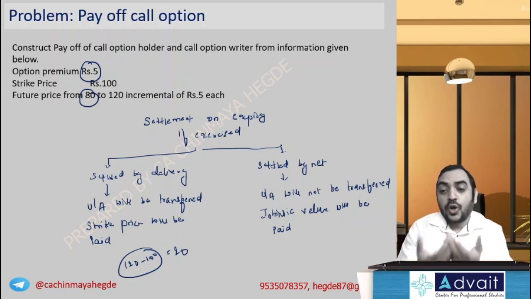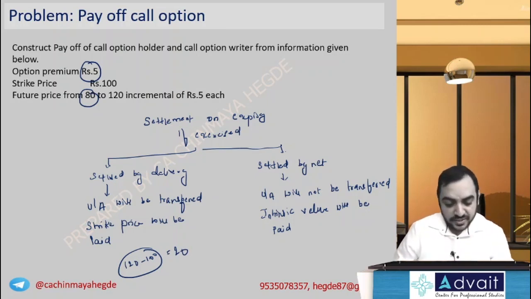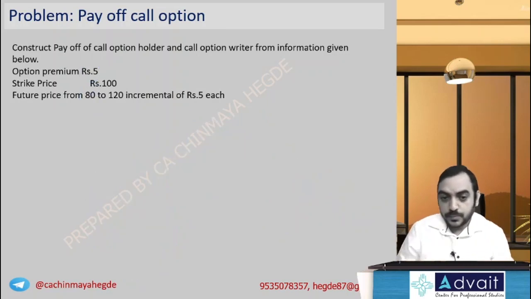So when does the holder make profit? When does the writer make profit? Let us look at this. To do these things, let's follow a structured tabular format. For every problem we can follow this very, very simple tabular format. So let's have the columns like this.